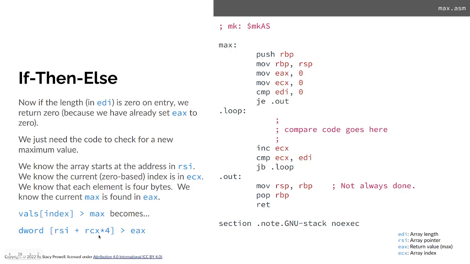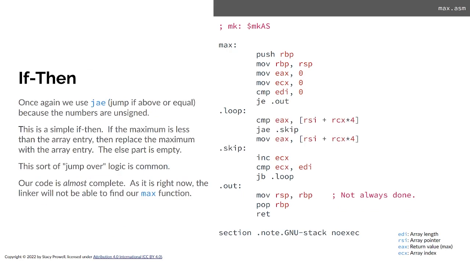So RCX was initially 0. Each time we increment it, right, we're setting those top 32 bits to 0. Every time. So we'll go here, we'll get the D word at this location, and we'll compare it to EAX. And if that is greater, we need to set EAX to that value. So let's populate that code. This is what it looks like.